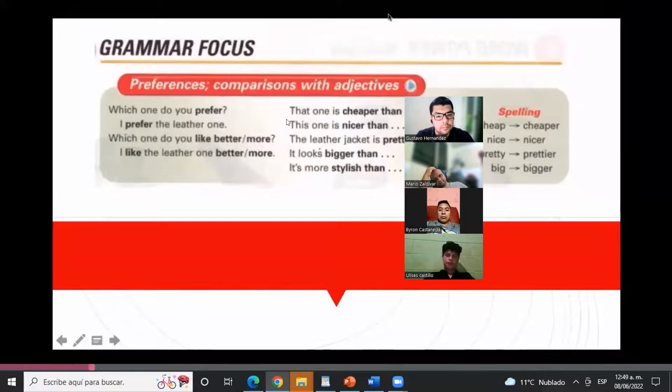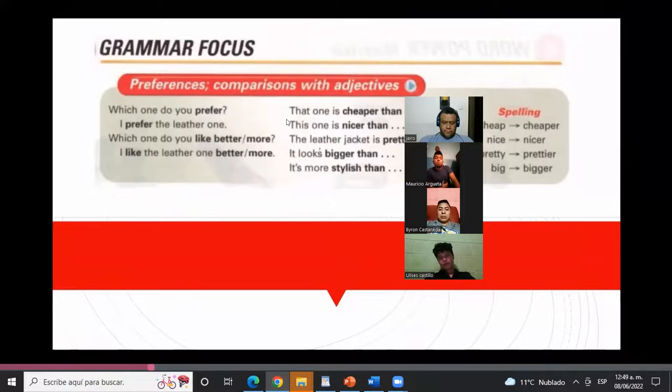Preferences. Comparisons with adjectives. Which one do you prefer? I prefer the leather one. Which one do you like better? I like the leather one better. Which one do you like more? I like the leather one more.